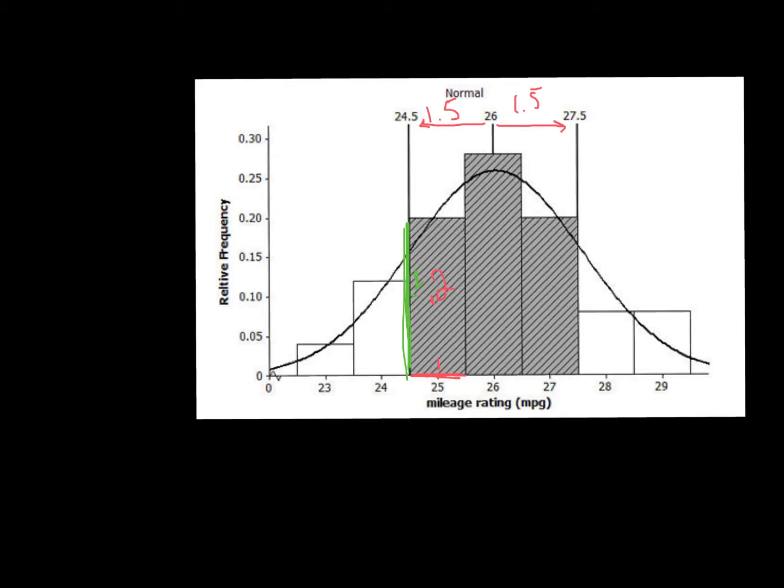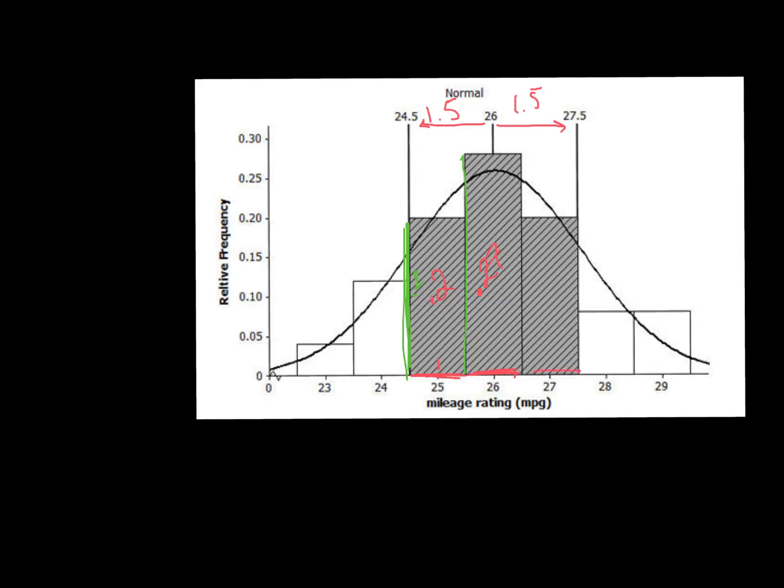We do the same thing for the next bar, right? This bar represents 1 mile per gallon, and its vertical distance is the frequency, and that's maybe 0.27. And so when we find the area of this, it gives us the total proportion of the 26 mile per gallon readings, which is 0.27 or 27%.